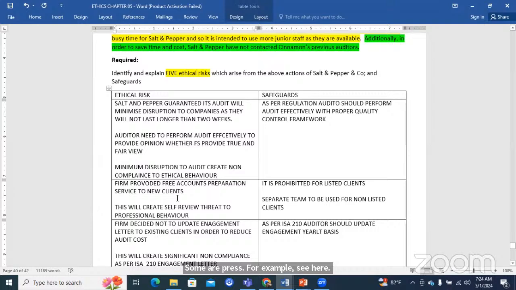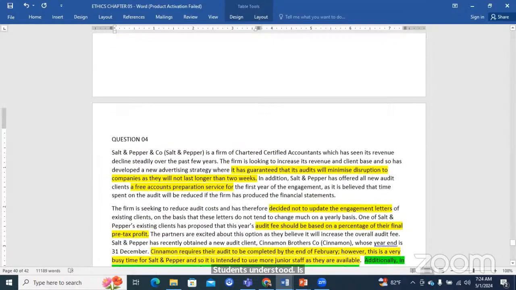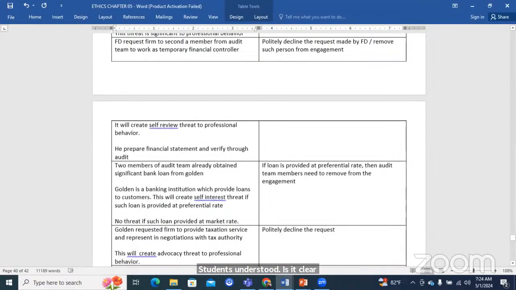Threat also comes under ethical issue, right? But at that point, I mentioned the threat. That is what I'm telling. Is it clear, Ravi? Students understood? Is it clear? Everyone understood?